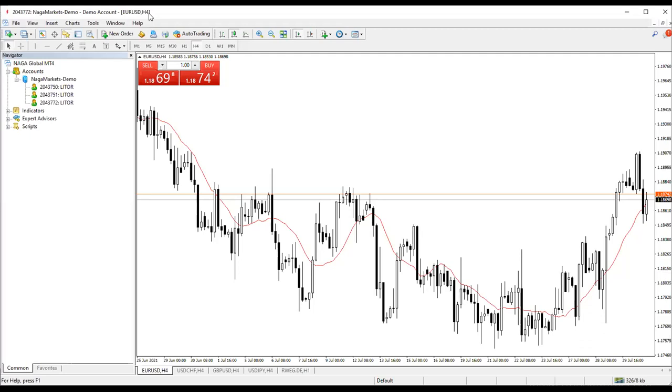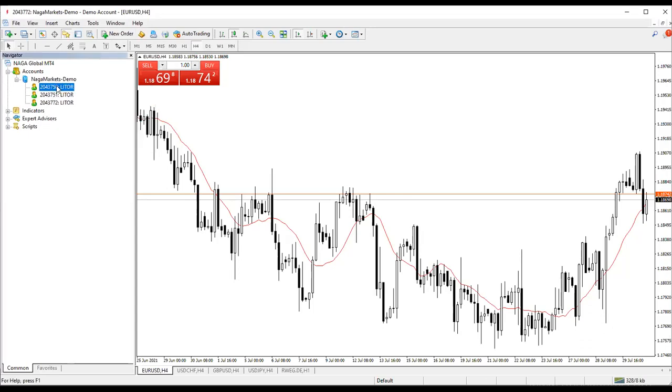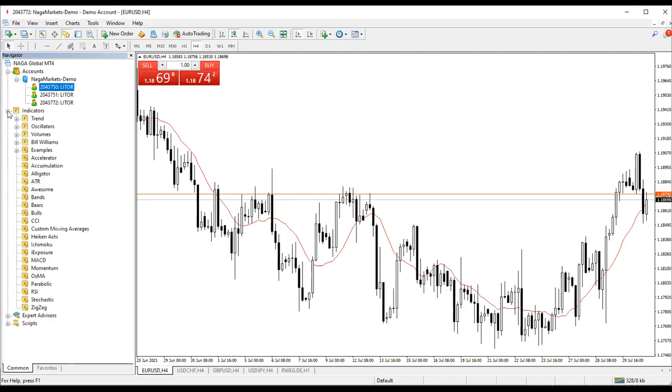So the account just gives you details of all the accounts that you've registered. Yesterday, I was telling you, I do have 3 demo accounts on Naga. And it gives me all the information on all the 3. And when you come to indicators, click on this plus and it gives you all the inbuilt indicators.